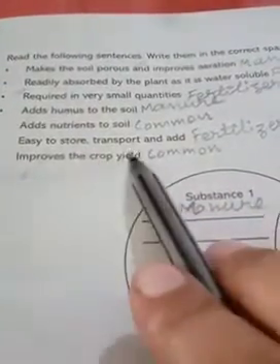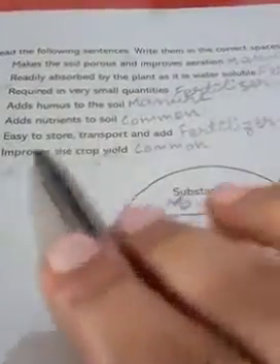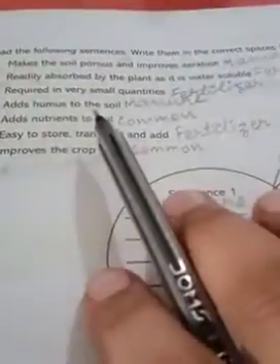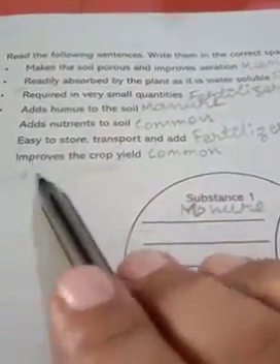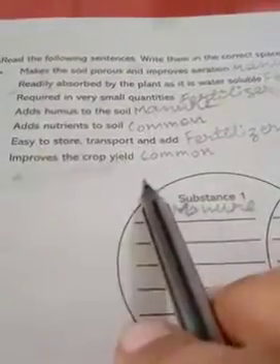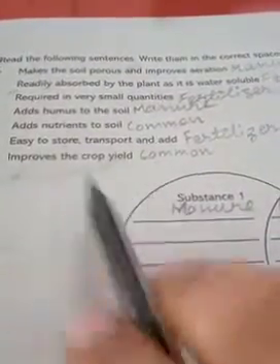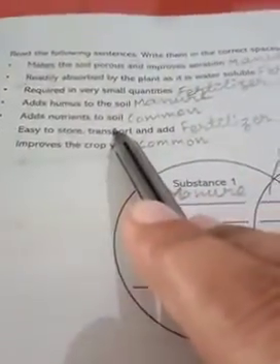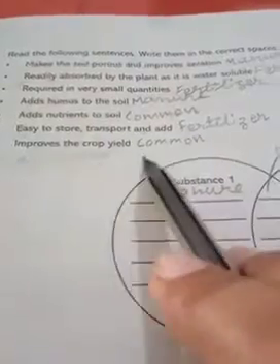Easy to store, transport and add is a feature of fertilizer, that fertilizers are easy to store, transport and add in the soil. Improves the crop yield is a common feature of both. So in this Venn diagram, the common features are adds nutrients to soil and improves the crop yield.